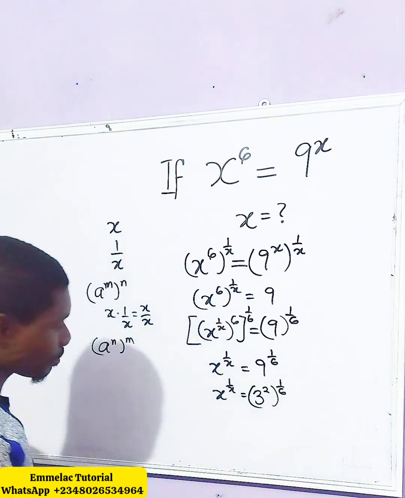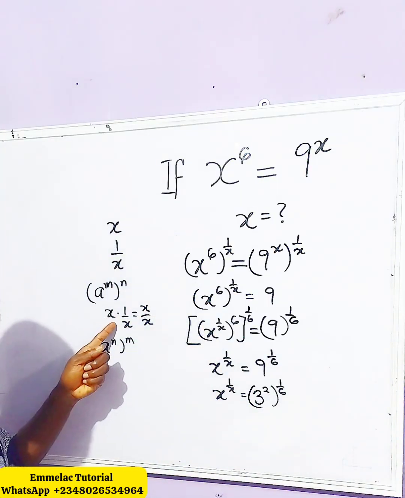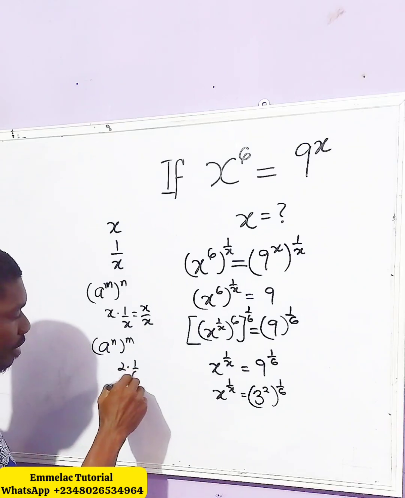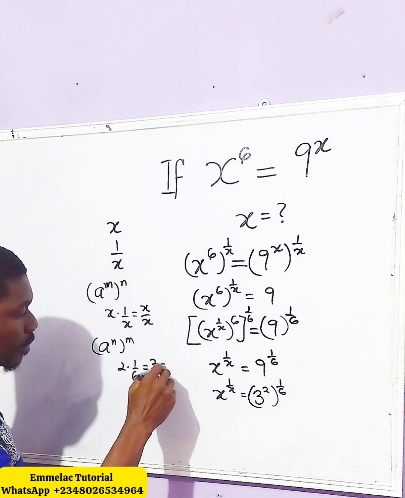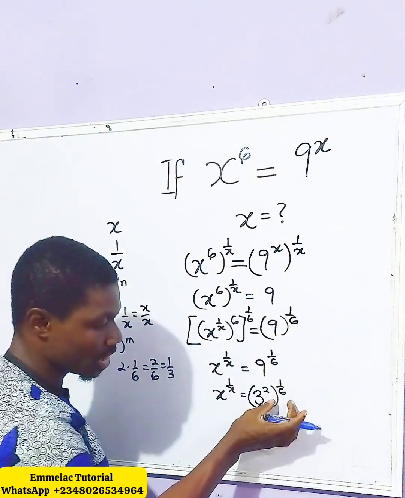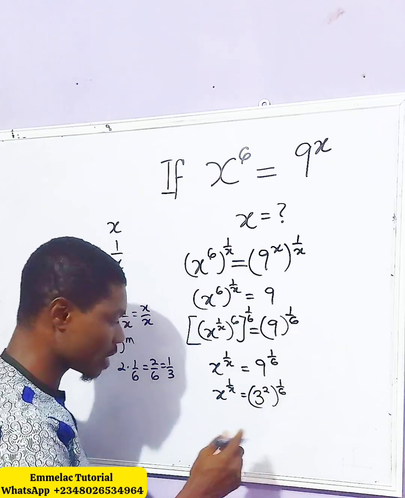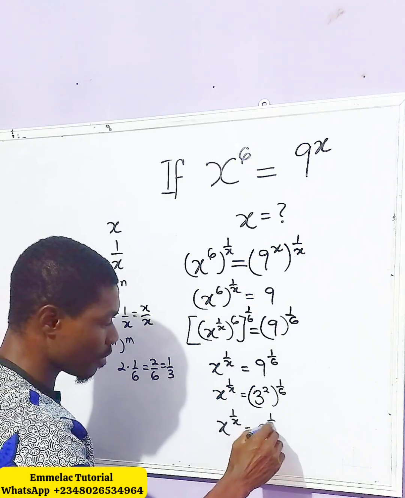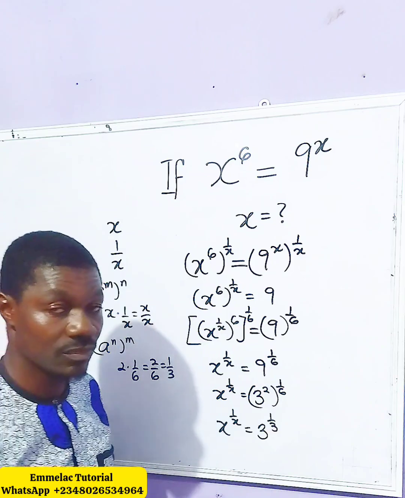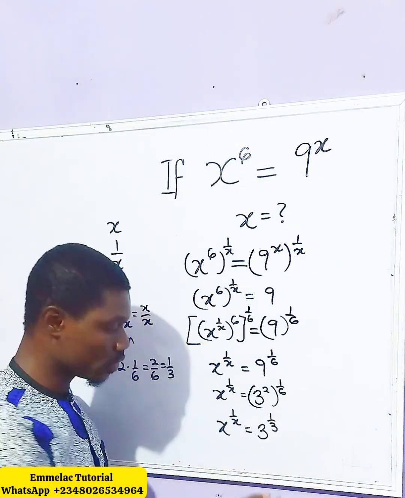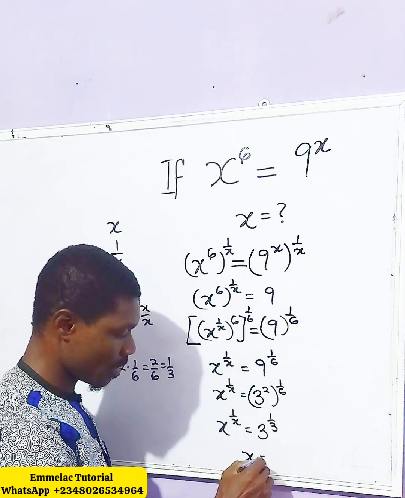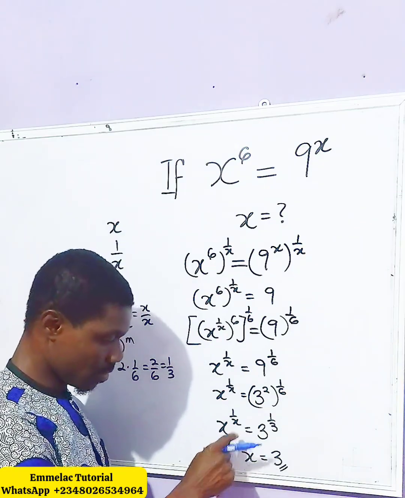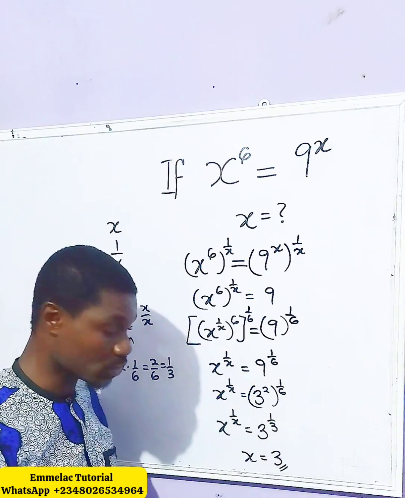Now at this point again, let's apply this rule here. By multiplying, that will be 2 times 1 over 6, giving us 2 over 6, giving us 1 over 3. So the product of these two will give us 1 over 3. So here we have x raised to the power of 1 over x equals 3 raised to the power of 1 over 3. Now looking at this, we can conclude that x equals 3, because by comparison, the left hand side and the right hand side have the same structure.